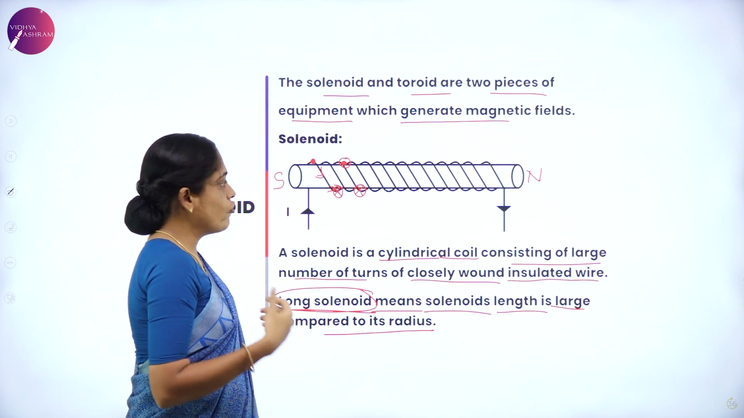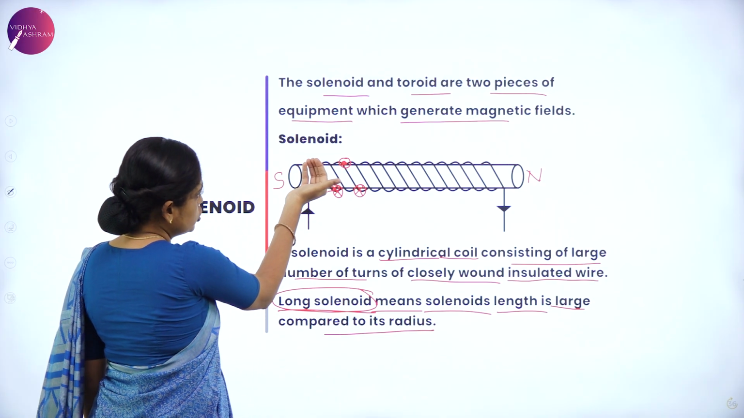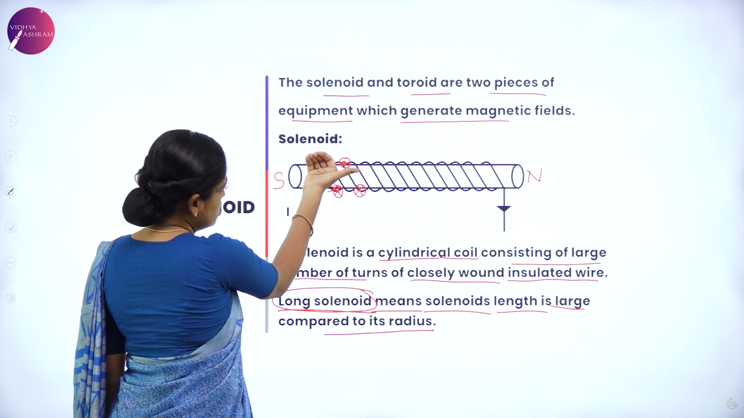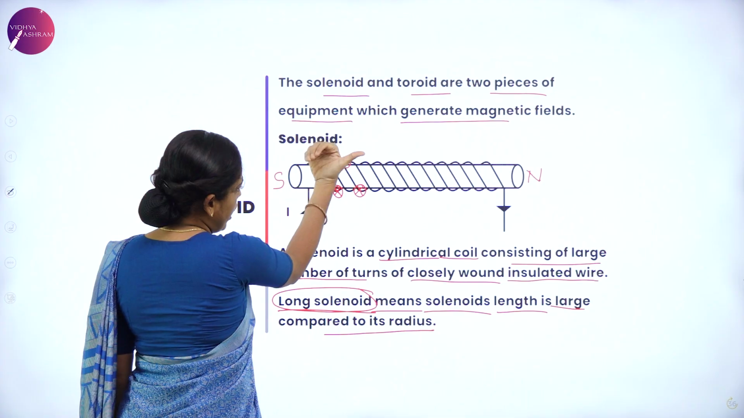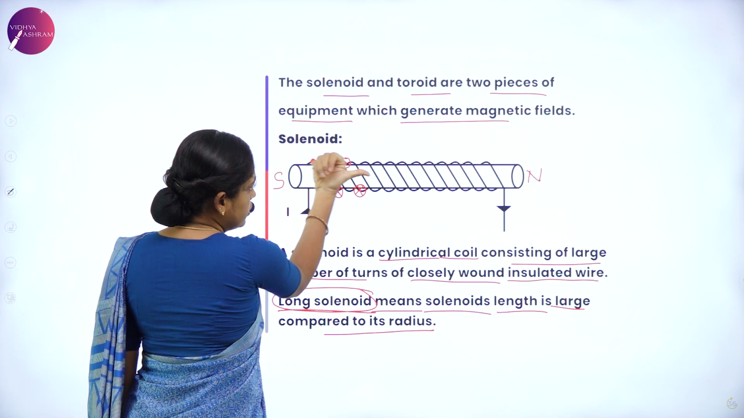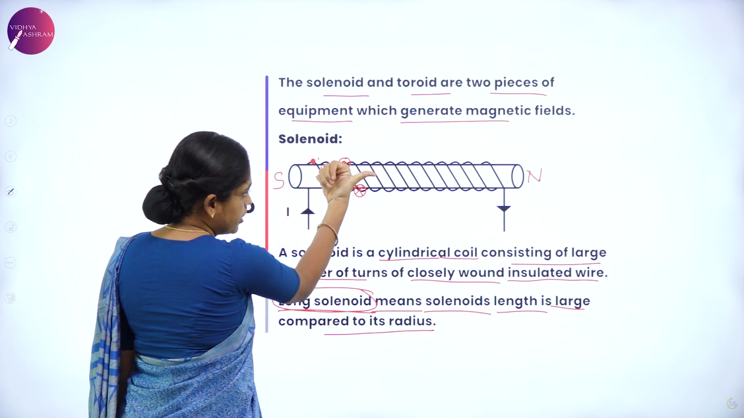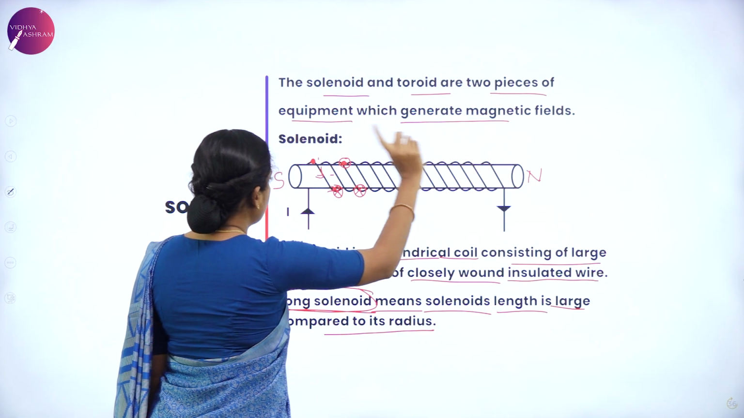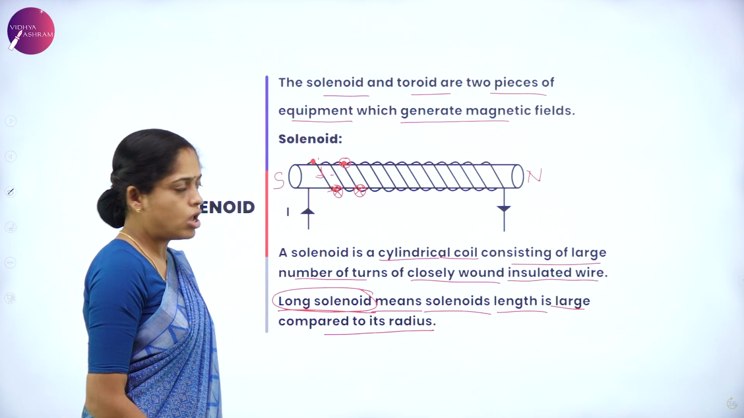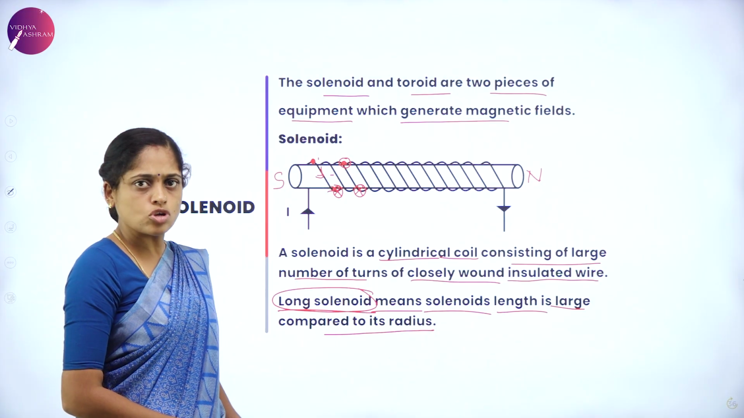This is the direction of the current. So in that direction you are going to keep your curled fingers, out and into, and the thumb represents the direction of the magnetic field. Therefore, this is the north pole and this is the south pole around the current carrying solenoid.